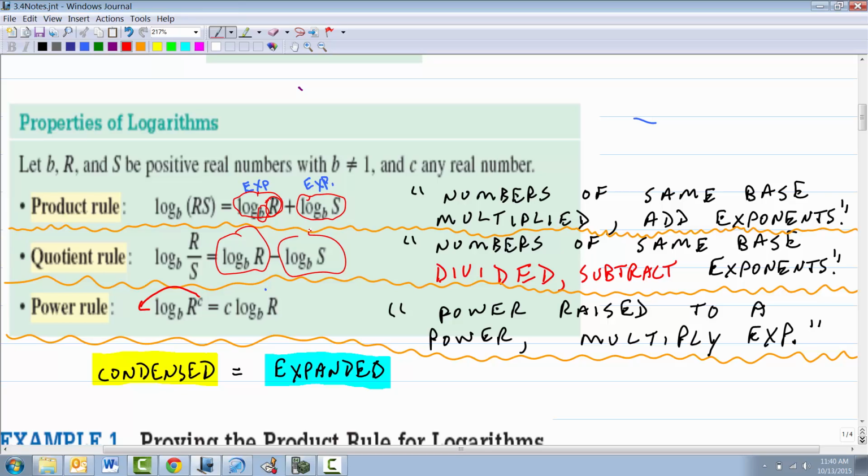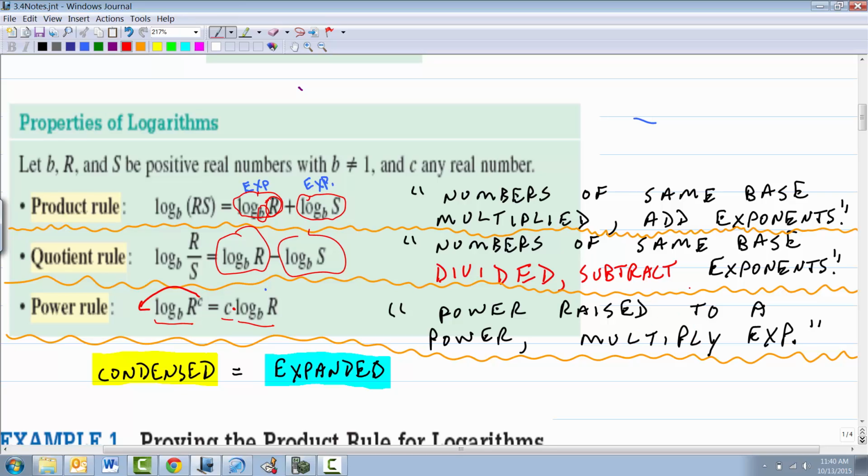Right, and then the last one is a convoluted way of doing the power rule. This basically represents an exponent raised to a power in a way. So, what can you do with these two powers? You can multiply them. So C represents an exponent, and so does log base B of R. So ultimately you are doing the power raised to a power rule.